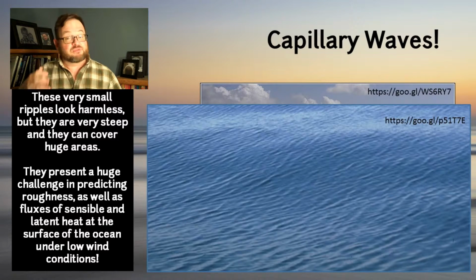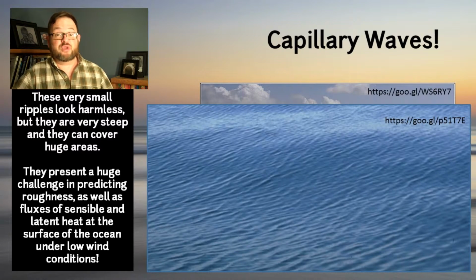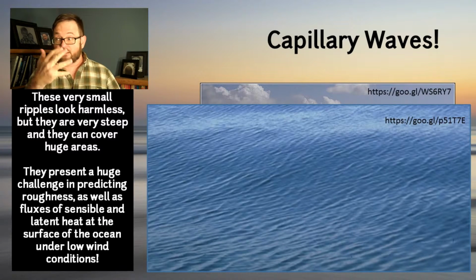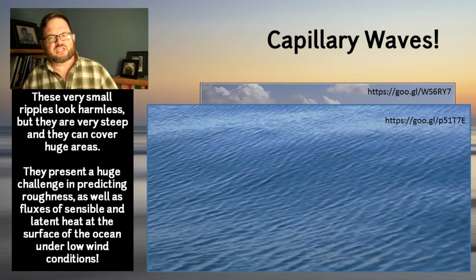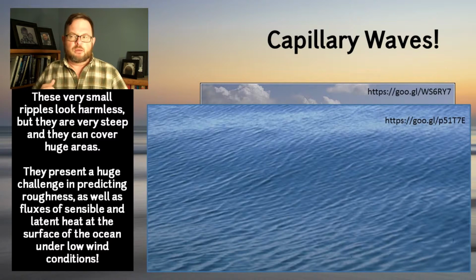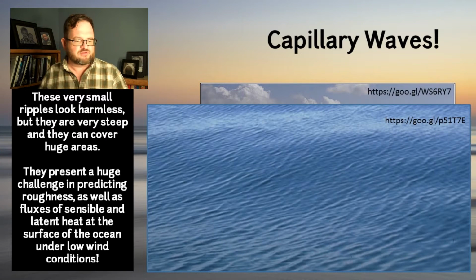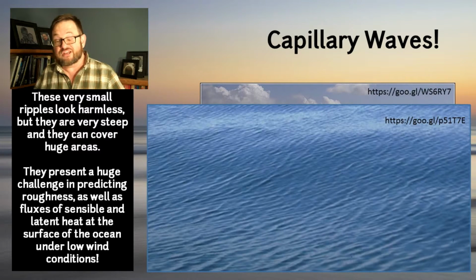And they make for a surprising amount of friction between the wind and the ocean. Admittedly, it's going to be a weak wind, less than 3 meters per second, or less than about 6 miles per hour. But they're having a huge impact. These little ripples are having a huge impact on the wind, and they produce a lot of friction.